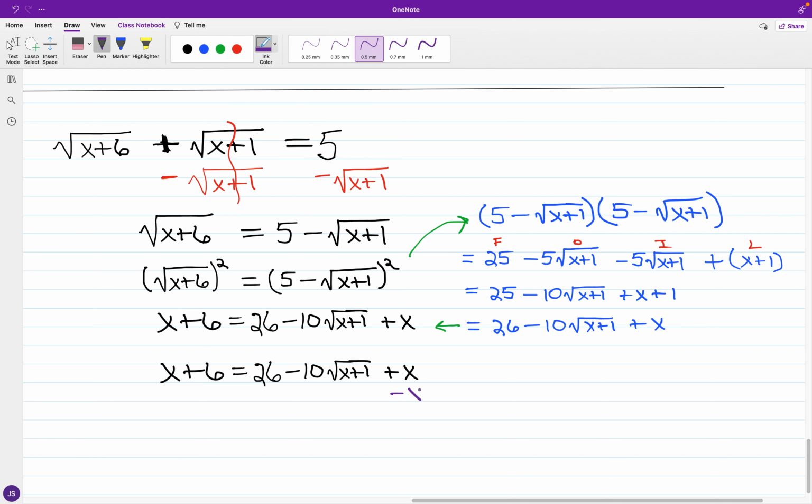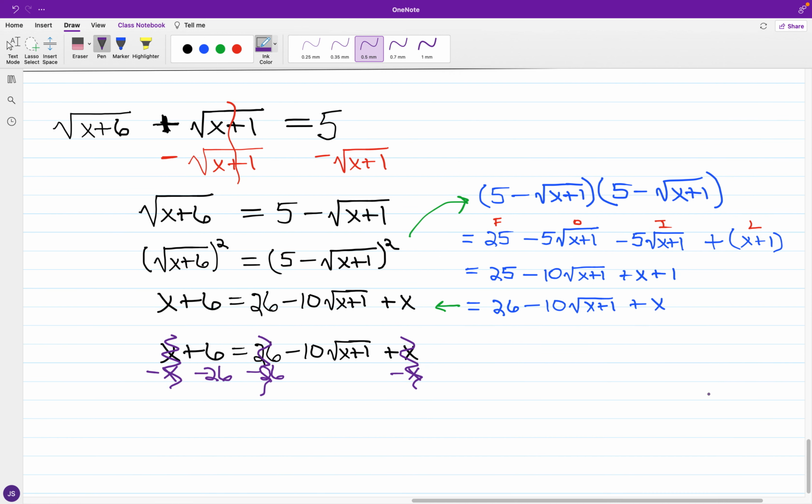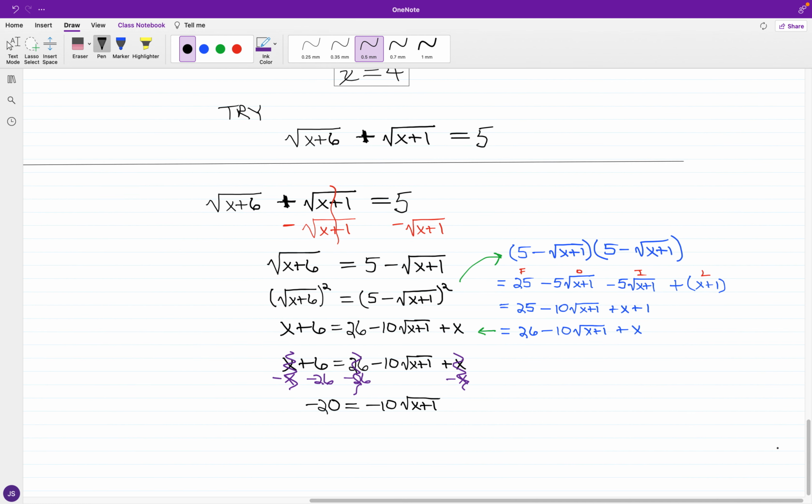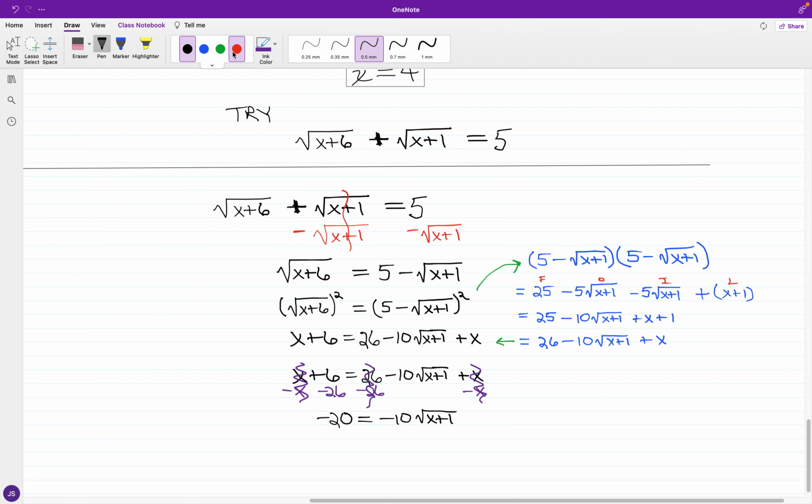Okay, so if I deduct x, you notice we have complete cancellation of the first order x terms, and for 26, if I deduct, we're going to have 6 minus 26. So this will become negative 20. We have is equal to negative 10 times the square root of x plus 1. And what I can do here is isolate the square root of x plus 1, so dividing by negative 10.